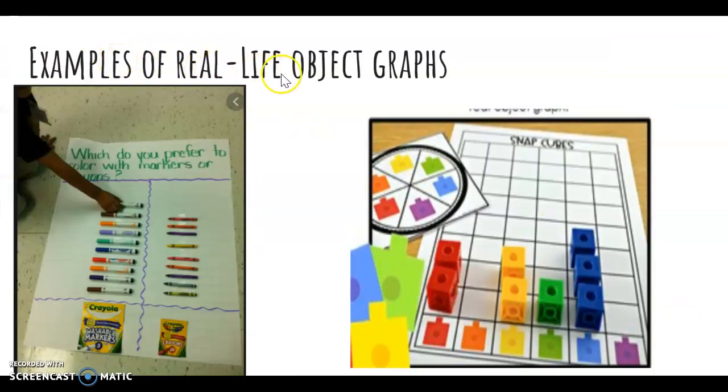All right. So these are some examples of real life object graphs. So if you notice, this class did a graph that says, which do you prefer to color with, markers or crayons? And what they did was at the bottom, they used the categories markers and crayons. And each student got to choose which writing utensil they like to color with, whether it was markers or crayons, and they used the real life objects. Okay. Even with snap cubes, if you look here, some students received a bag full of snap cubes, and they had to graph the real life objects or the cubes on this graphing paper.